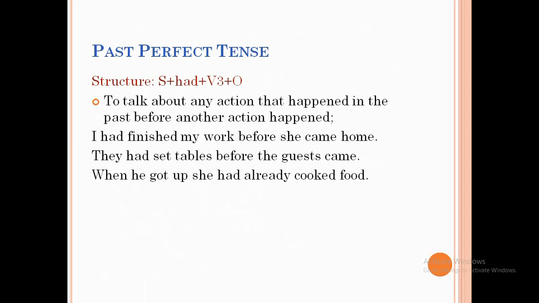So let's see some examples. I had finished my work before she came home. See, before she came home, I had finished my work. I talk about the action that happened in the past before another action took place. So I finished my work before she came. Another example: they had set tables before the guests came. So they set the tables before the guests came. When he got up, she had already cooked food. So she cooked food before he got up.